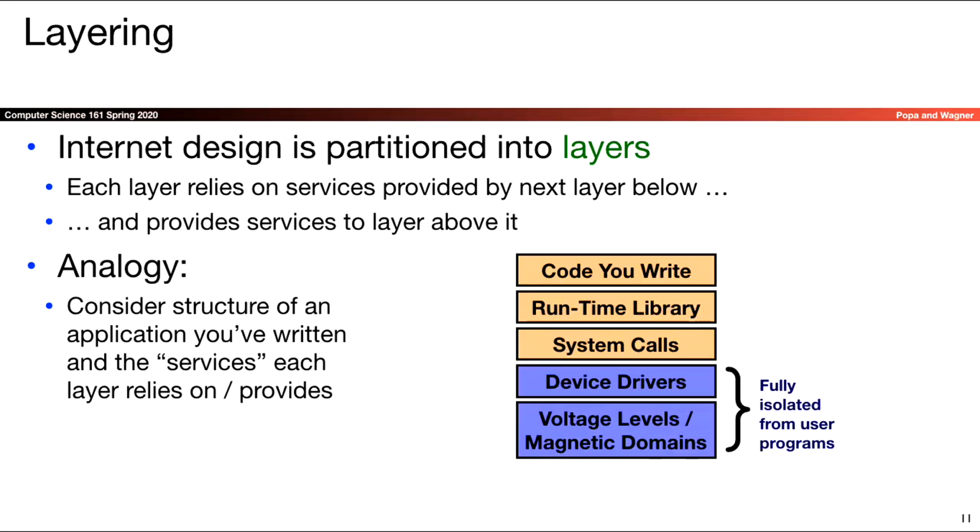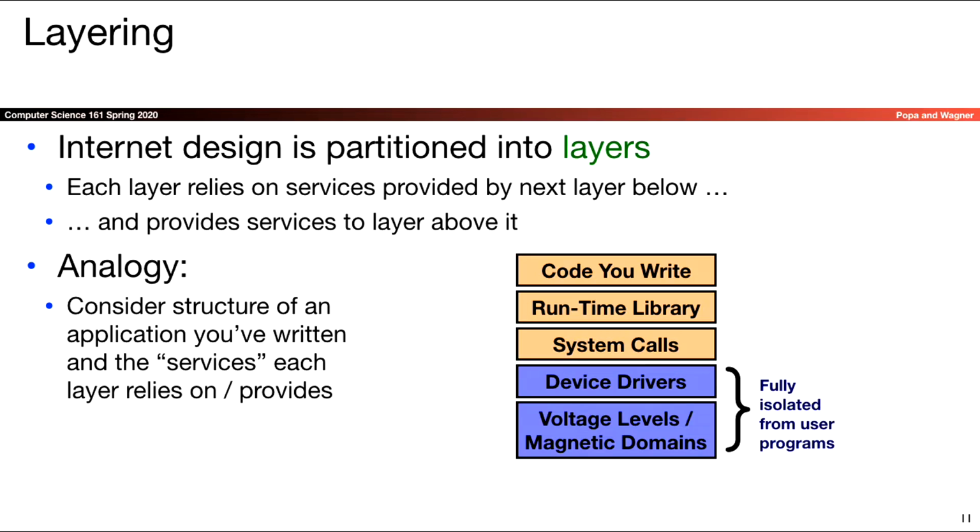Like there's an operating system and there's an application, and the application is relying on the services provided by the operating system. And you can further decompose that. In the operating system, you might have device drivers and some actual physical stuff. The device drivers are relying on the physical stuff and they provide services. Those are exposed through system calls, which provide a higher level abstraction. And then in your application, you might have a runtime library that's relying on system calls.